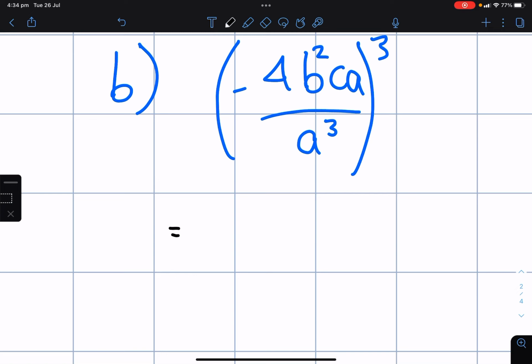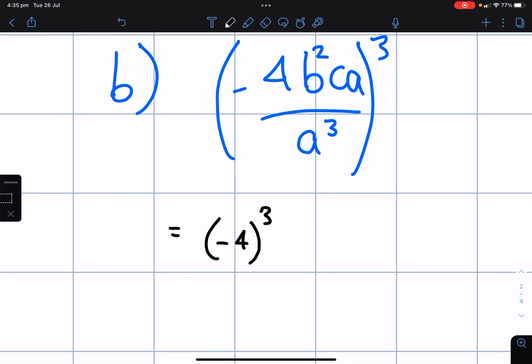It makes it so much easier to calculate. So we've got negative 4, all in brackets, to the power of 3. Now it's really important that the negative goes in there, because depending on if the power is odd or even is whether or not the negative stays, okay?